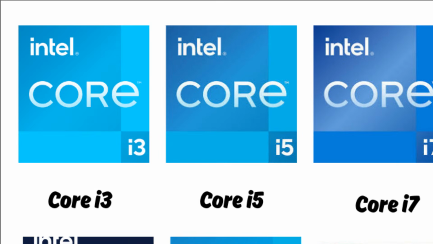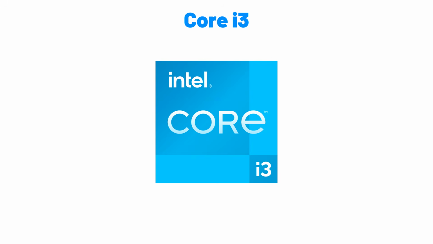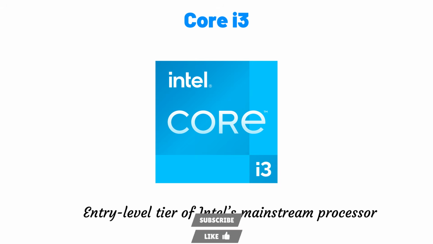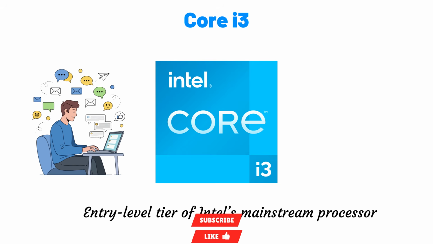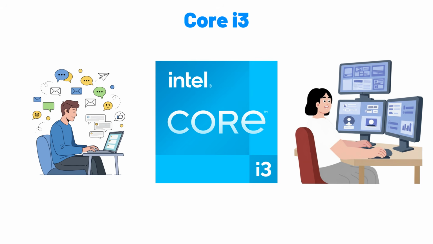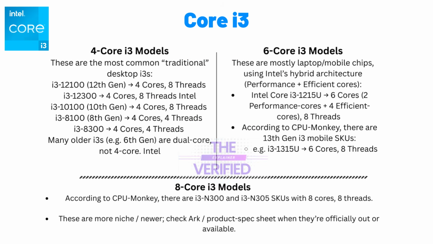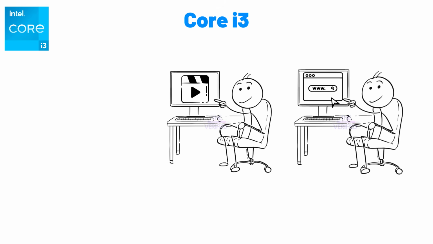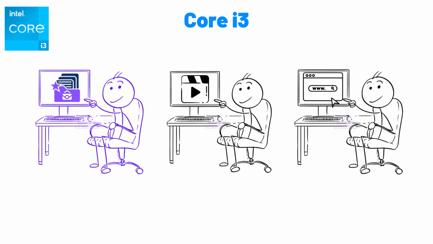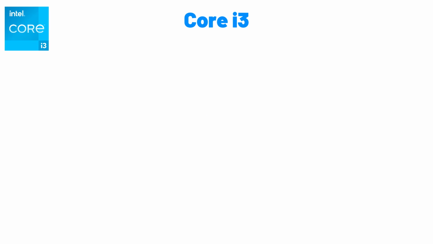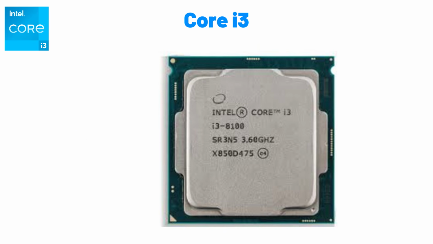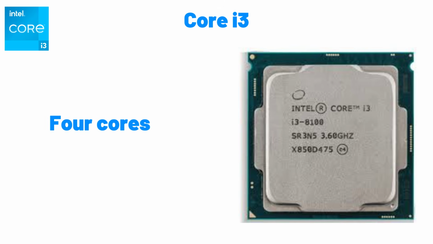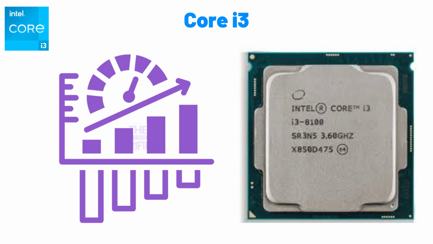Core i3. The Core i3 is Intel's basic processor designed for everyday computer use and simple multitasking. It usually comes equipped with 4 to 6 cores, which is more than enough power for tasks like browsing the internet, watching videos, or working on several documents at once. Intel's 8th generation was the first to introduce 4 cores to the Core i3 line, significantly boosting its performance.